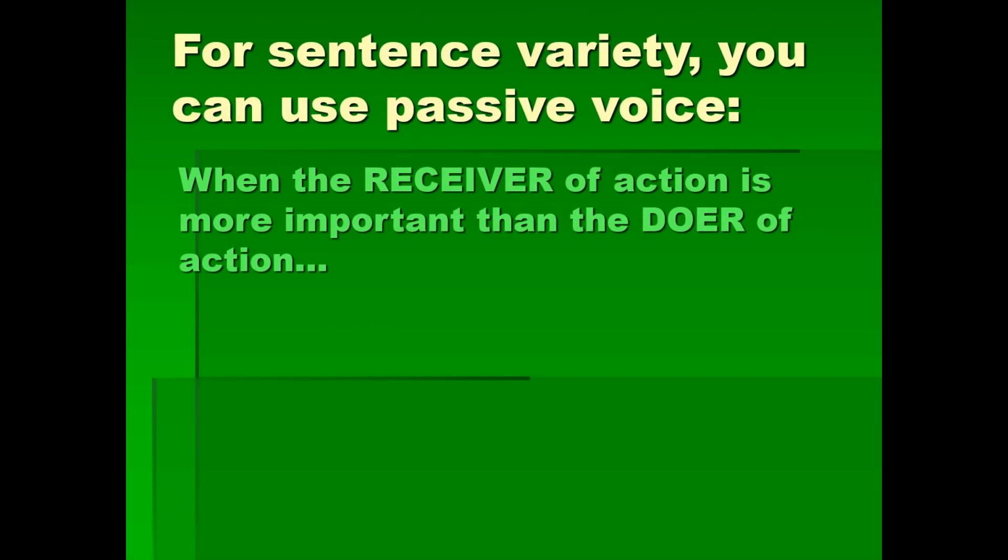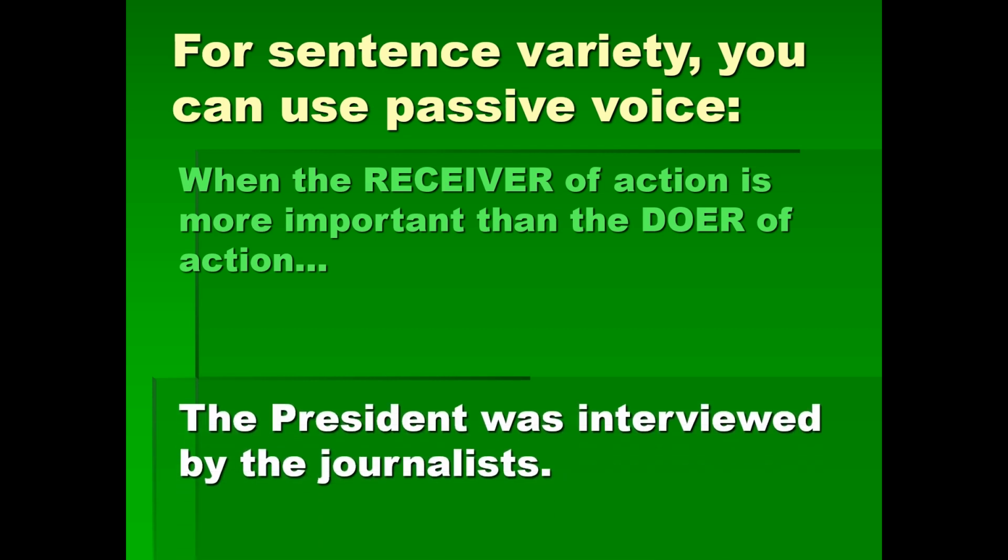Here's another instance when you can use passive voice for sentence variety: when the receiver of the action is more important than the doer of the action. Take a look at this example. The president was interviewed by the journalists. In this sentence, the president is considered more important than the journalists, so the president is at the front of the sentence, is the subject of the sentence, but the president is the receiver of the action. This is an instance to use passive voice.